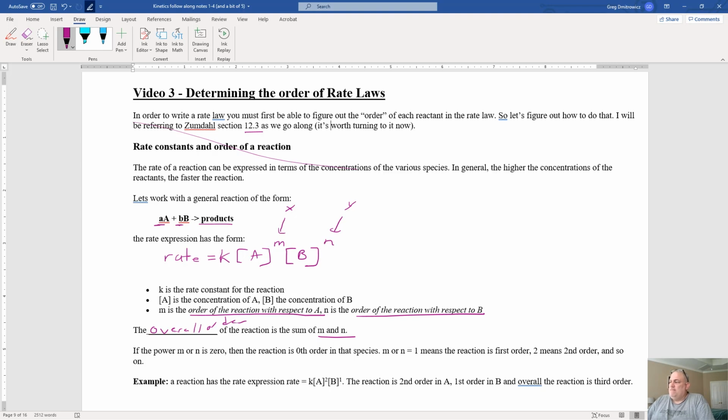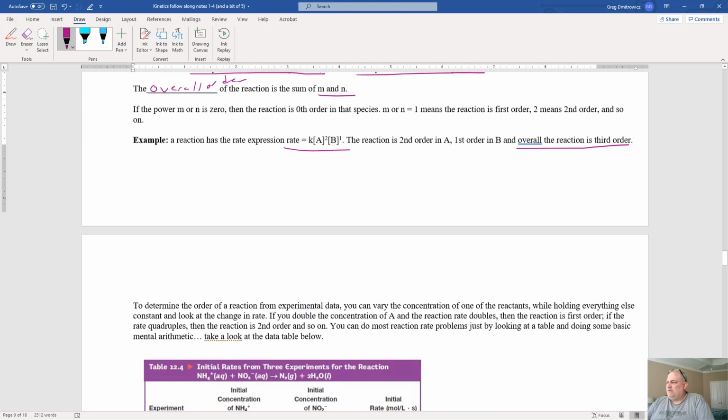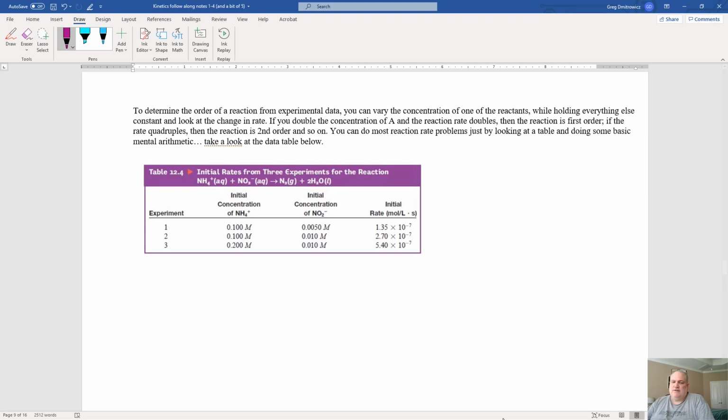If we take a look at something like this, and the overall rate was this, the order of the reaction with respect to A is 2, and the order of the reaction with respect to B is 1. If we add it all together, this overall reaction is third order. That kind of makes sense. But let's now get to how we play with this and how we do it live.